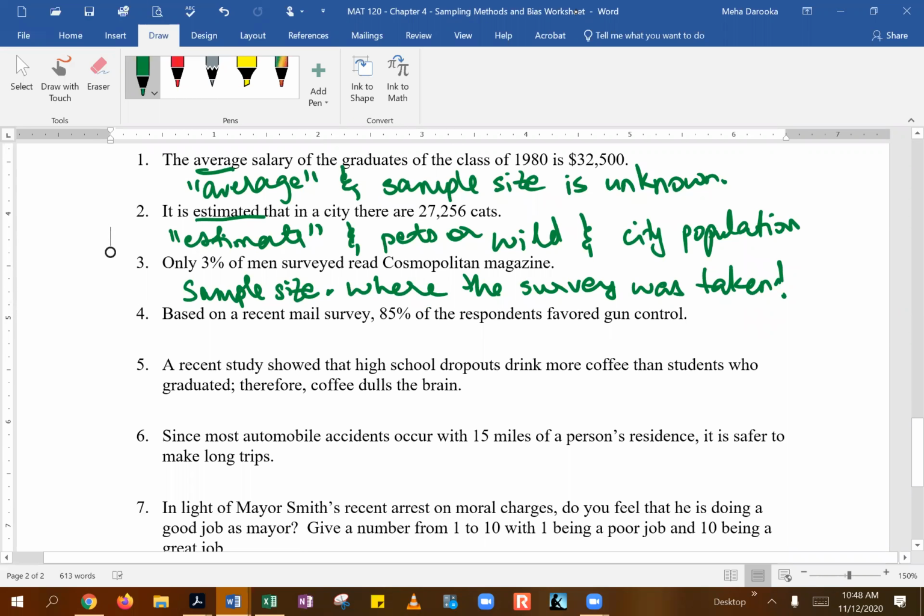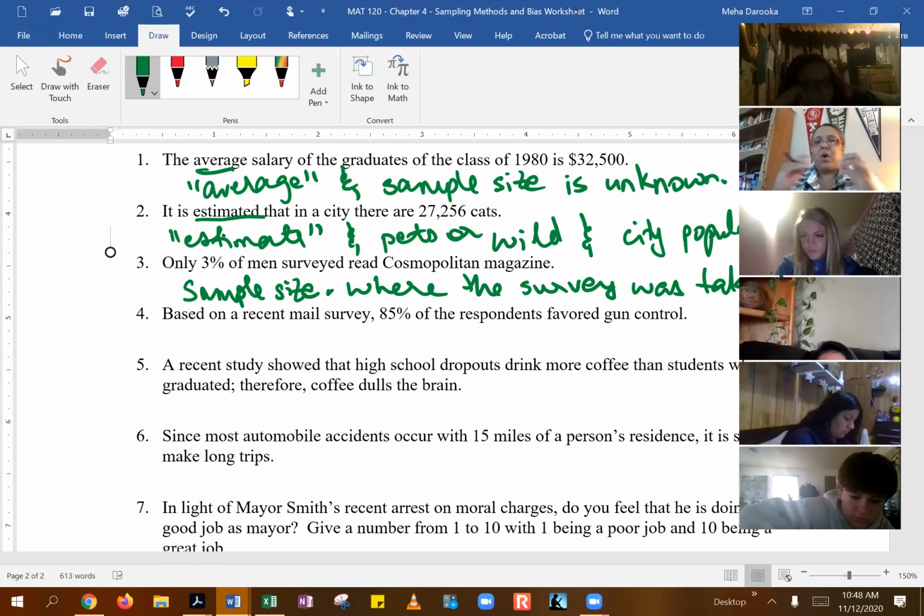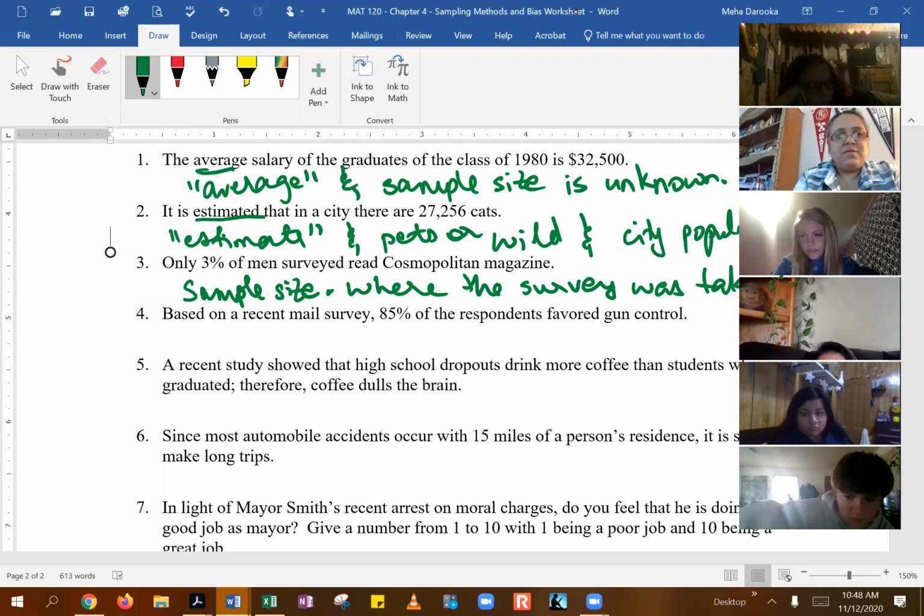Based on a recent male survey, 85% of the respondents favored gun control. So again, think about what kind of bias could be built in with this statement. Okay, very good. Again, sample size, how many respondents were there? Very nice. Who was targeted?